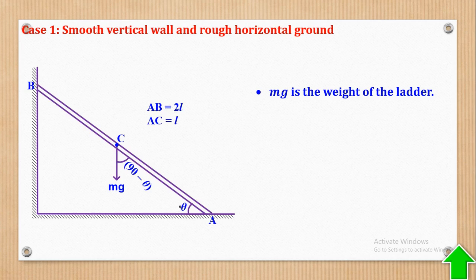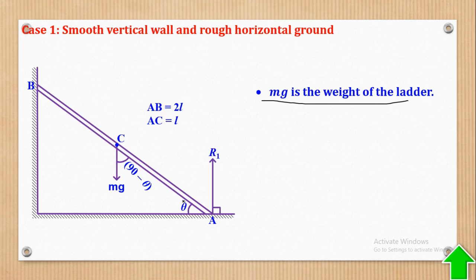Then if this is theta, it implies that this will be 90 minus theta, because when you elongate this line, it will form a right angle triangle here, whereby this is 90, implying that this balance will also add up to 90. So mg is the weight of the ladder.